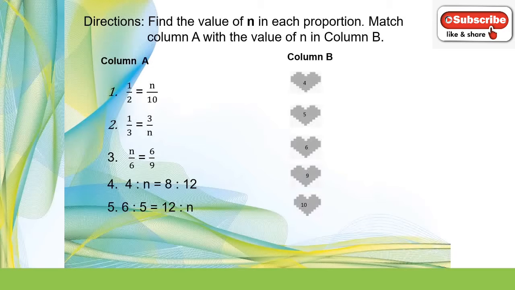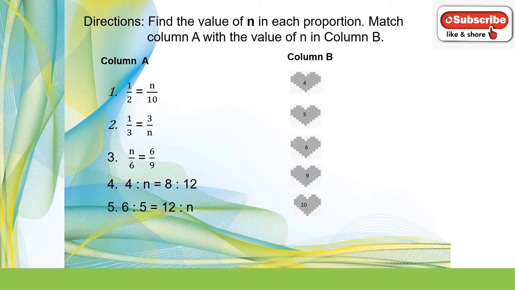Go. Time is up. The correct answer is 5. Number 2. 1/3 is equal to 3 over n. Go. Time is up. The correct answer is 9.